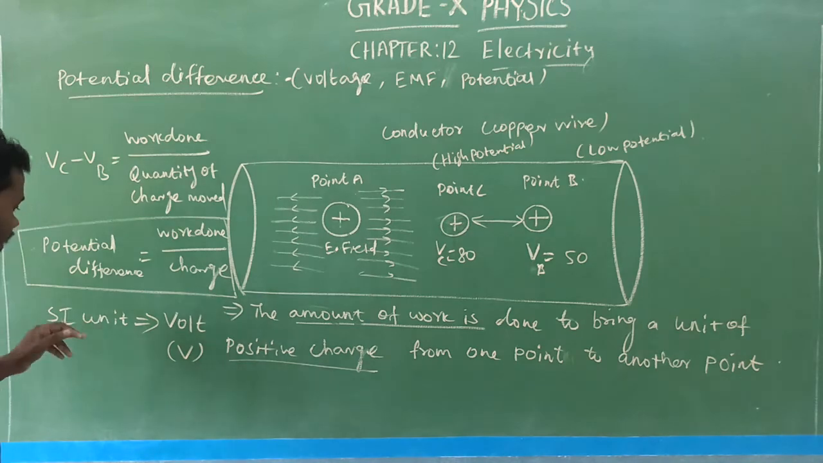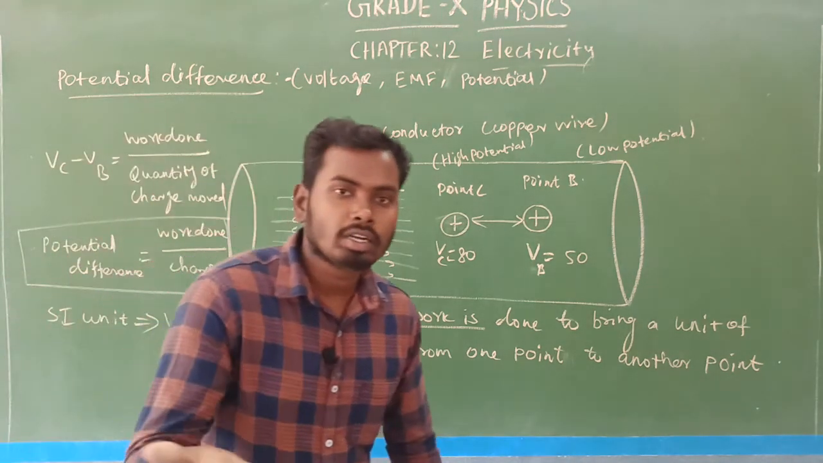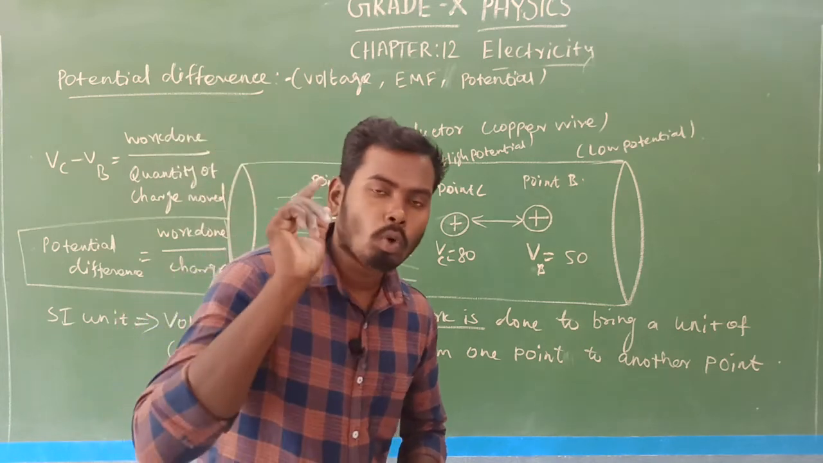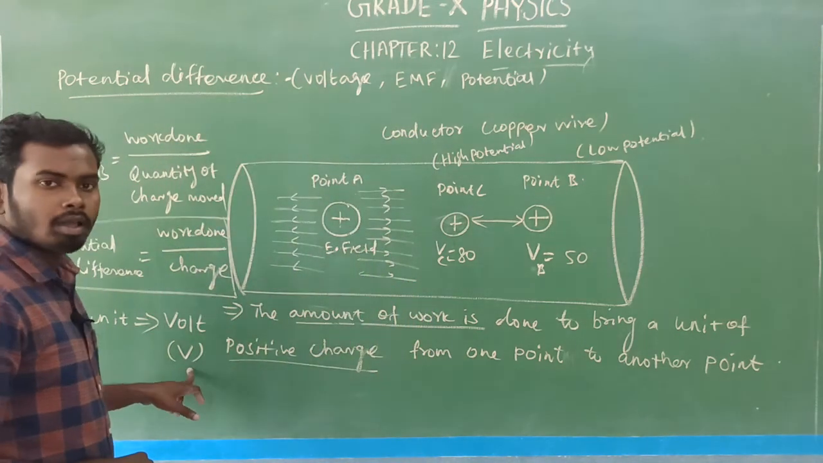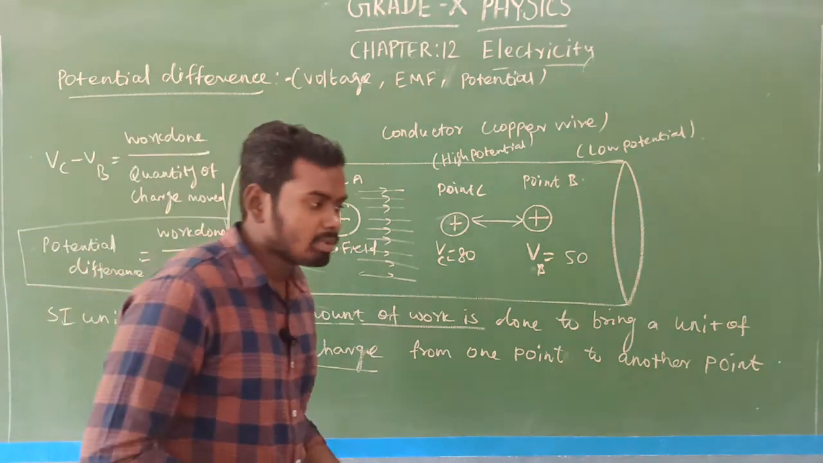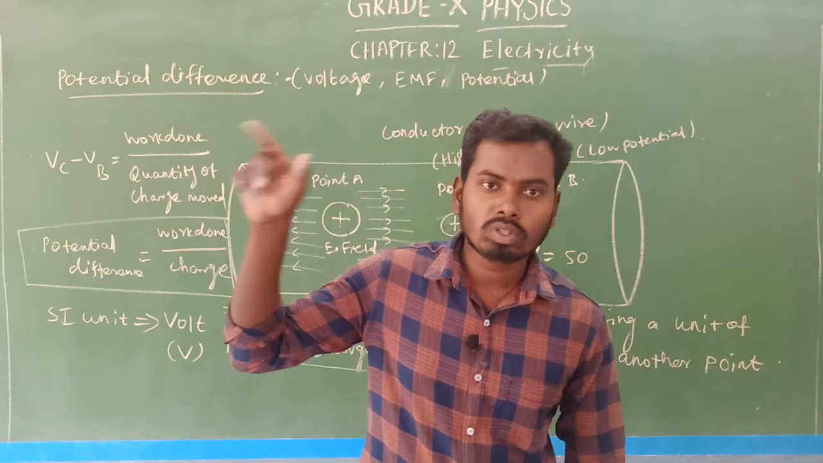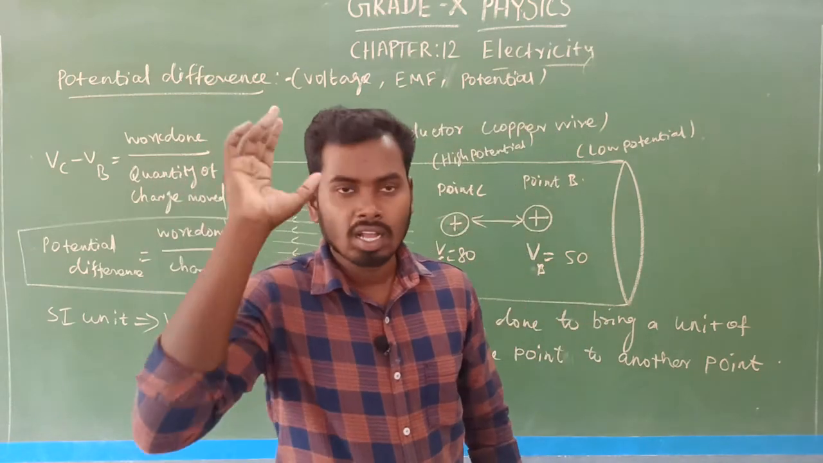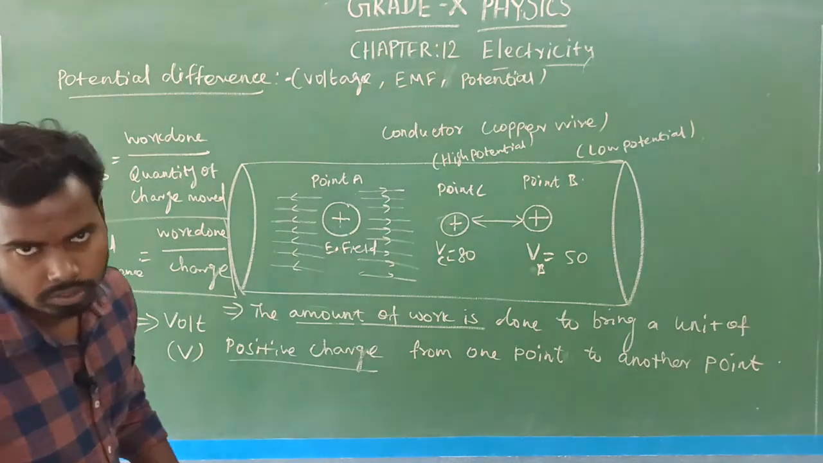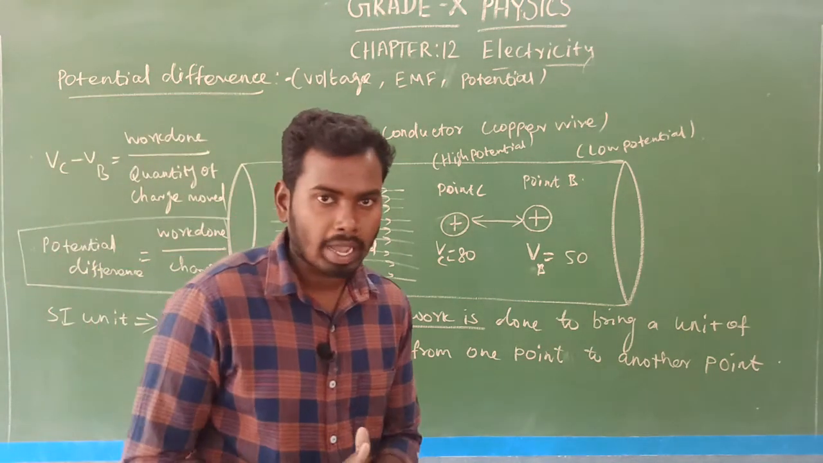Okay, so SI unit of potential difference is volt. Volt is denoted by the letter capital V. What is that? Capital V. It is named after Alessandro Volta, who found the potential difference between two charges. That is the reason why the SI unit of potential difference is volt. What is that? Volt. Is that clear?